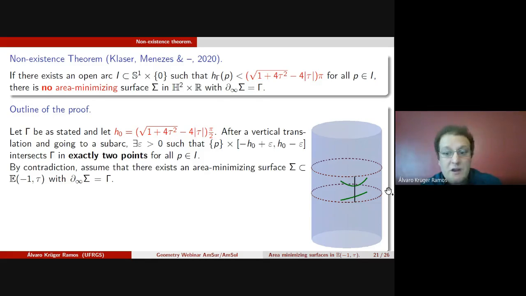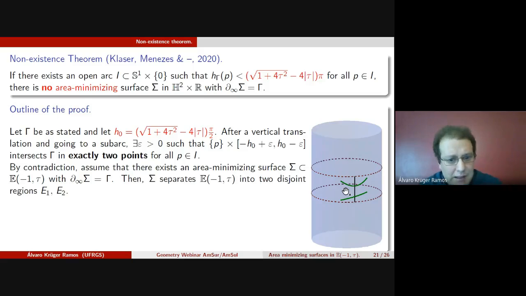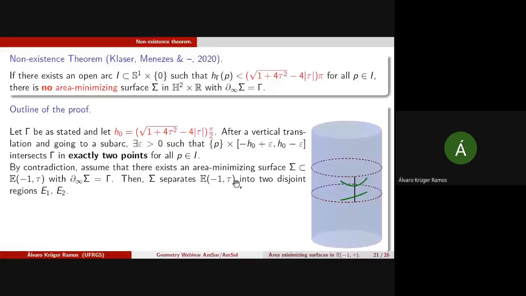And we construct this minimal surface. We assume that there is a minimal surface here, and we go to a sub-arc such that any 2 points in this sub-arc are less than 2H0 minus 2 epsilon apart. Particularly separates E minus 1 tau into 2 disjoint regions.